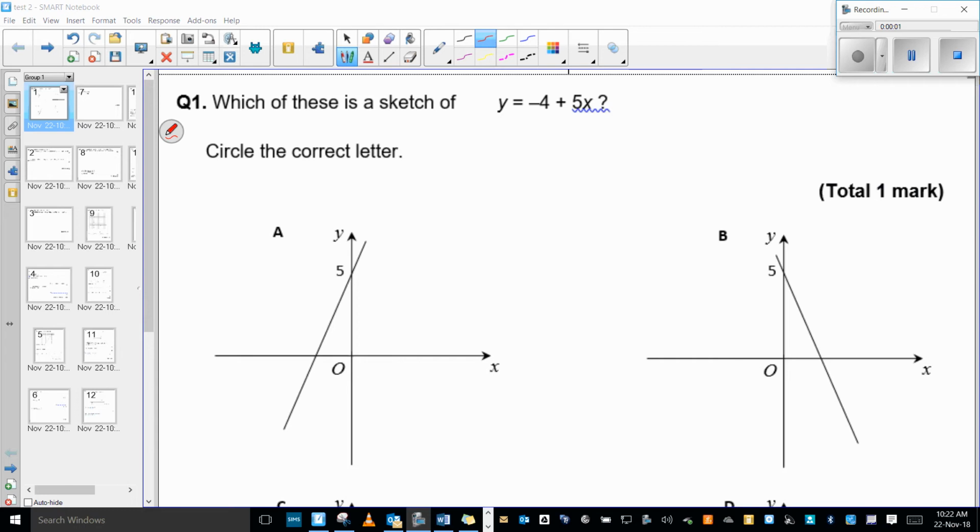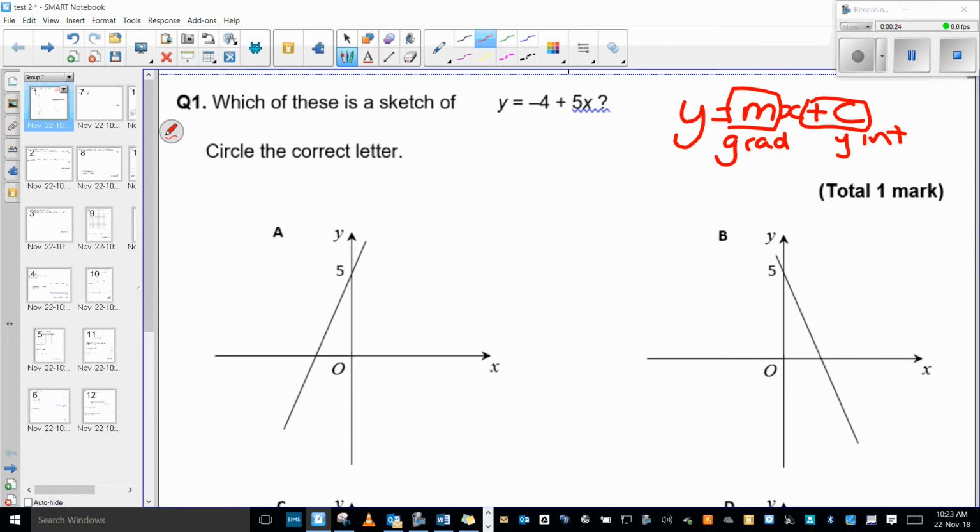Sketch of negative 4 plus 5x. So remember, for straight line graphs, there are two main things that you're looking for each time. You're looking for the graph of the format y equals mx plus c. That enables you to identify the gradient and the y-intercept. Now, it may not be written in mx plus c form, it may be reversed for this one.